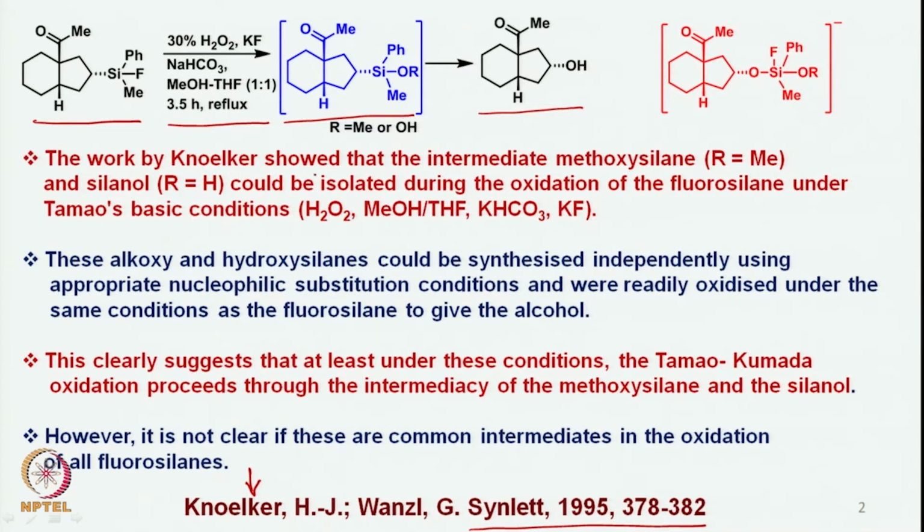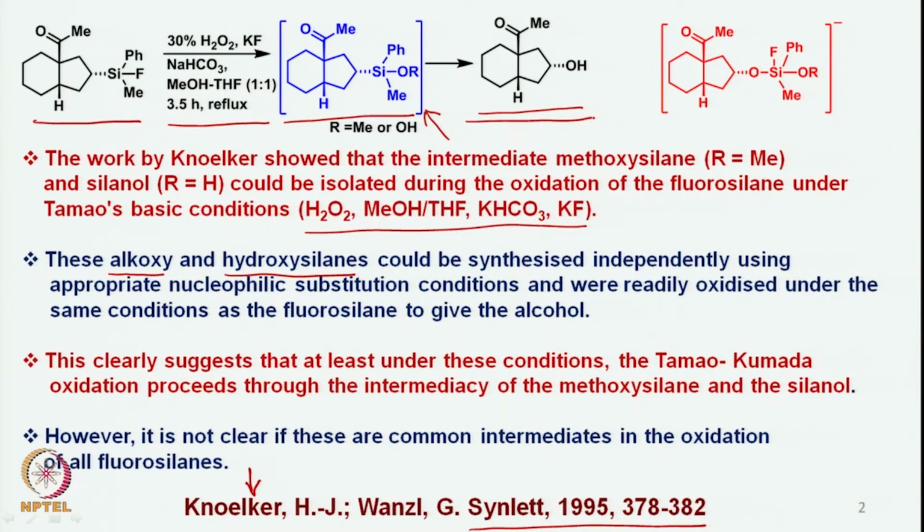So, the work by Knölker showed that the intermediate methoxysilane when R is methyl, or silanol when R is hydrogen, could be isolated during the oxidation of the fluorosilane under Tamao's basic condition. So, this is the condition under which they isolated. Now, it is very clear that when they prepared the alkoxy and the hydroxysilanes separately, not under these conditions, and then subjected these molecules to the same conditions of Tamao, they did indeed get the hydroxy compound.